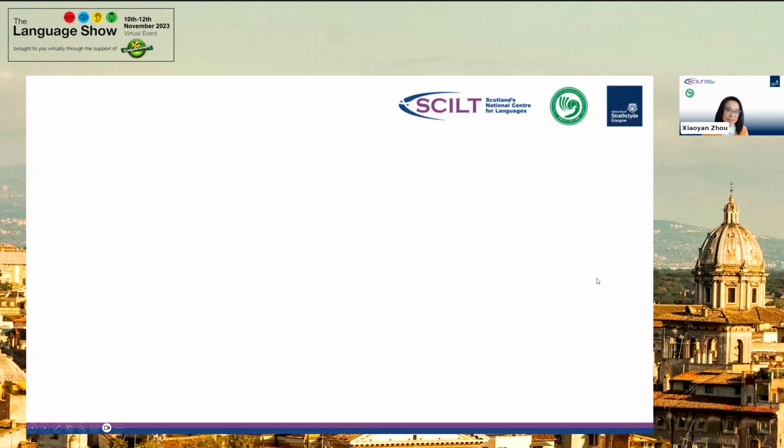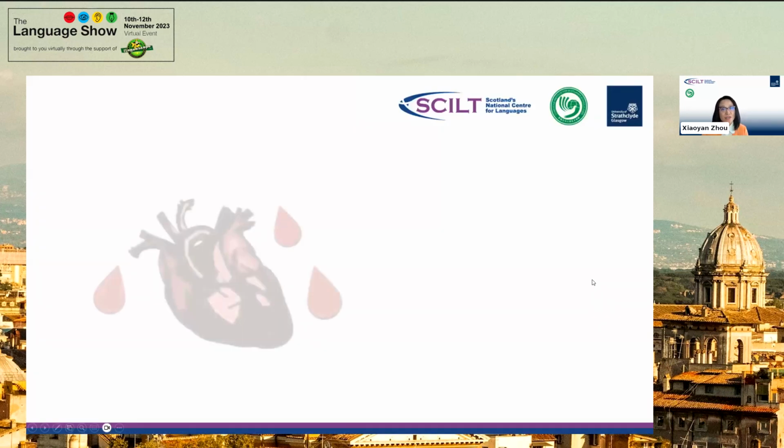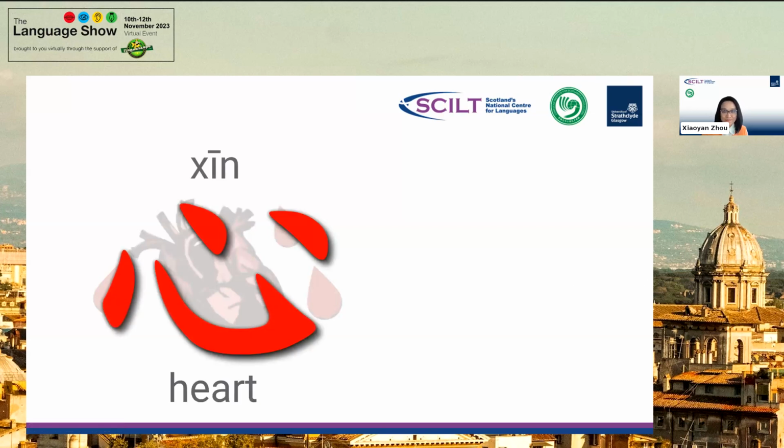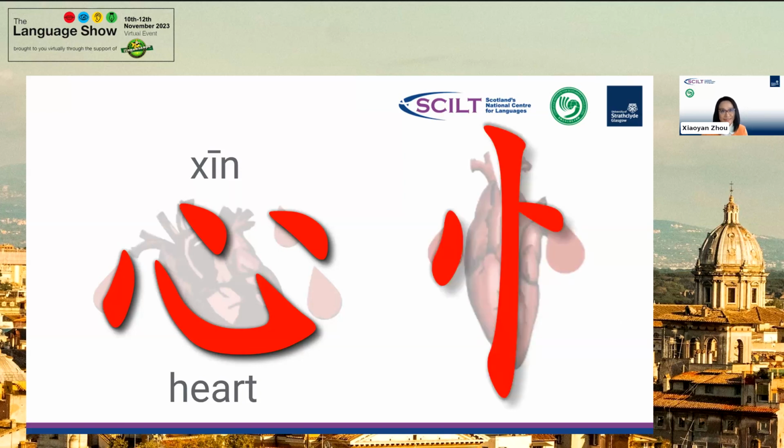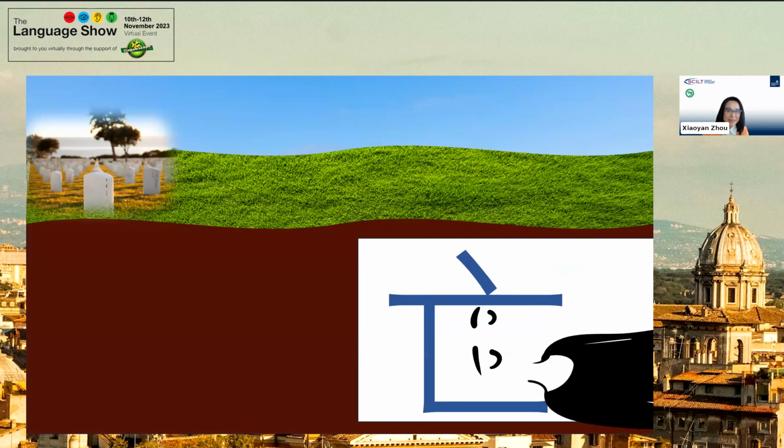Okay, let's look at this picture. As Minrong mentioned, the characters are pictogram and ideogram. Here is a heart, and the character heart looks like this. Sometimes we make the heart thinner as a radical. So this is a heart, also a radical, and this is another heart radical. Okay, I'm going to show you another picture. This isn't to scare you.